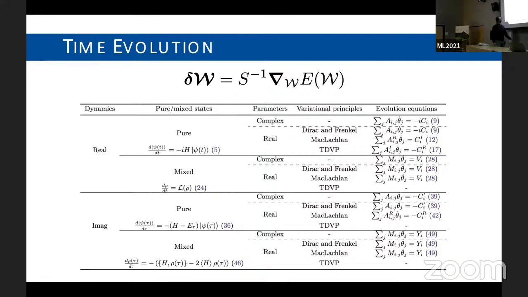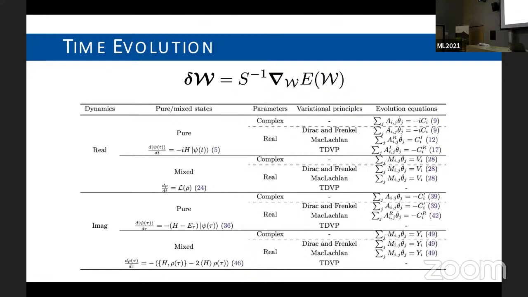One is due to Dirac and Frenkel, and the other one is due to McLachlan. I will not get into the details of it, but essentially, A here, this is taken from a paper, is the quantum geometric tensor, what I was calling S, and C here is the gradient. The difference between those two is simply that in one case I'm taking the real part, and in the other case, I'm taking the imaginary part.